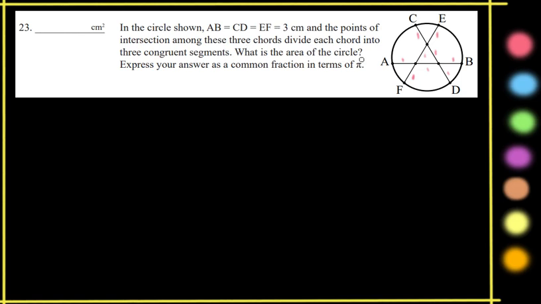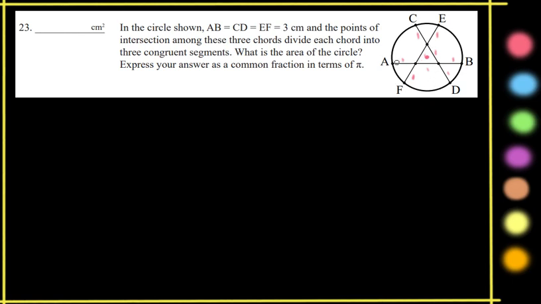And it says, what's the area of the circle? Express your answer as a common fraction in terms of pi. Okay, well, one thing to be careful about with this problem is that none of these lines are diameters. We don't have a diameter drawn here, and we don't have a radius drawn. If we wanted to have a radius, it would have to go through the middle of the circle, which is in here, in the middle of this triangle.